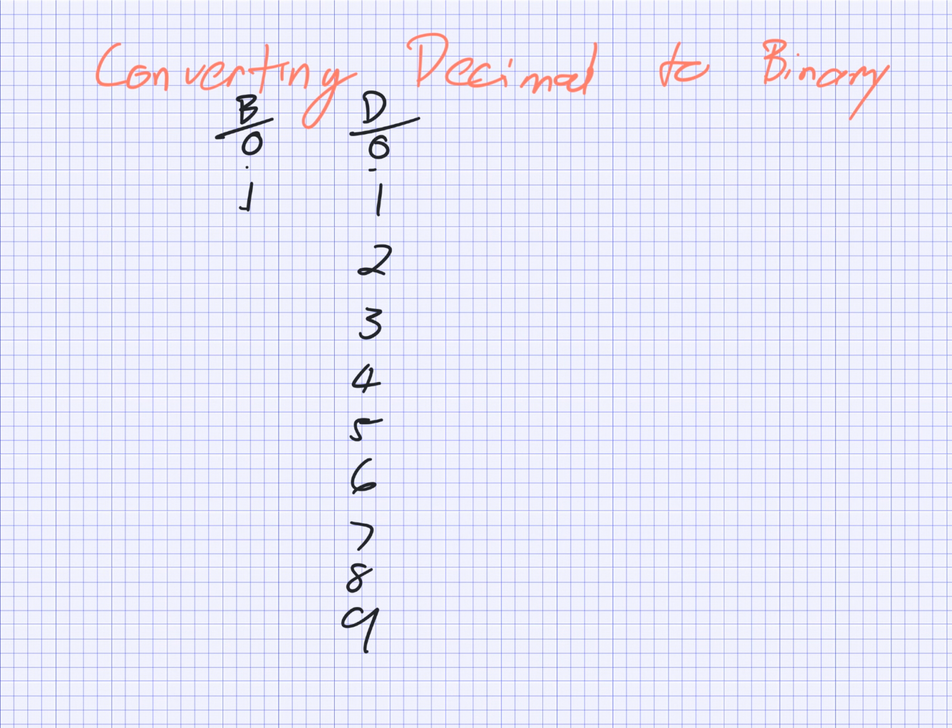How do I represent 0 in binary? When I say 0, I'm referring to the decimal numbers.